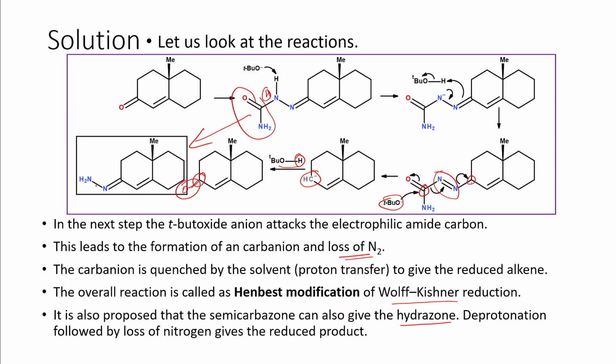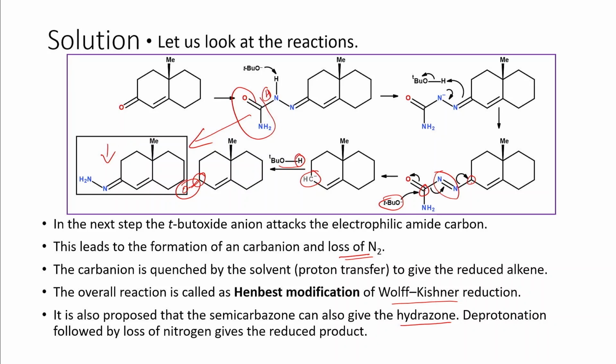So once the hydrazone is formed, this will also follow the same type of reaction. Here also the same thing happens: abstraction of the first hydrogen atom leading to the formation of the anion, and then loss of nitrogen gas giving the carbanion, the carbanion abstracting the hydrogen atom from the solvent to give the reduced product. So this same sequence of reactions will also proceed from the hydrazone derivative.